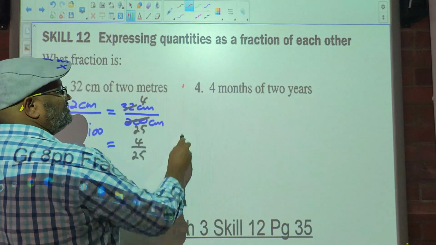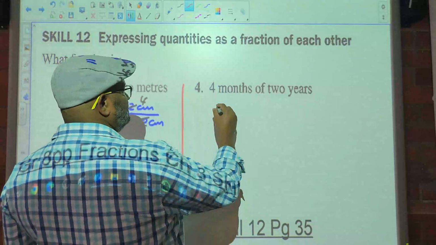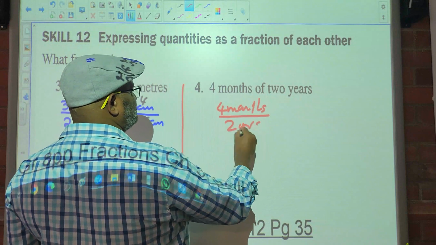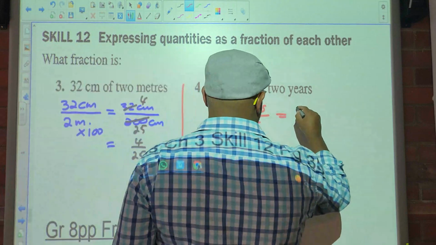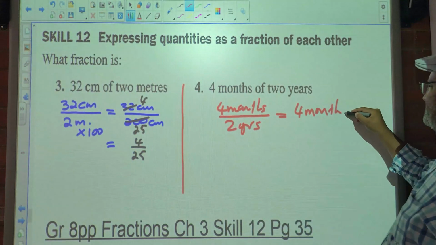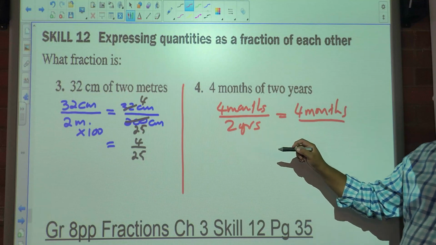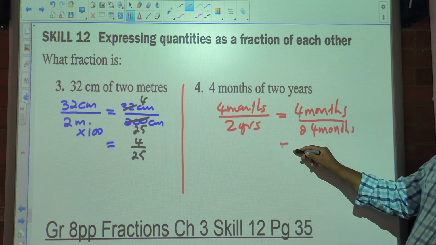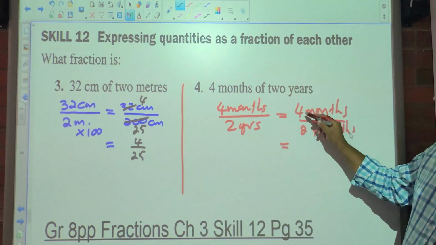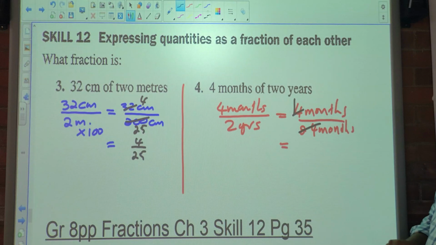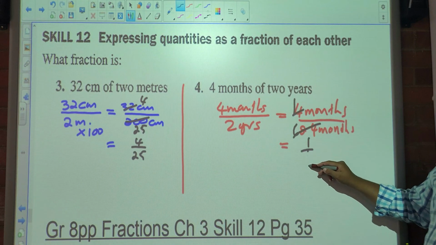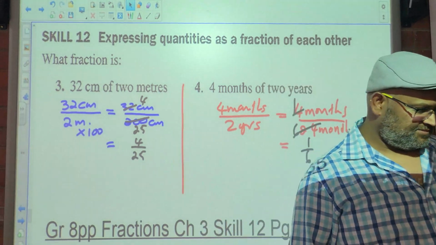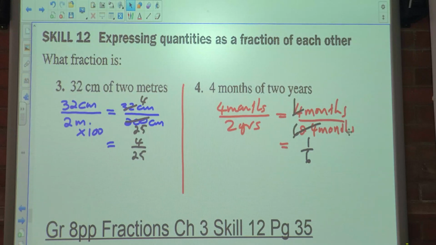And then the last one, 4 months of 2 years. So 4 months of 2 years. How many months are there in a year? 12 months. 2 times 12 is 24 months. So 4 goes into 4 once, 4 goes into 24 6 times. The answer is 1 over 6. Is there any confusion here, people? Okay. That brings us to the end of this chapter.